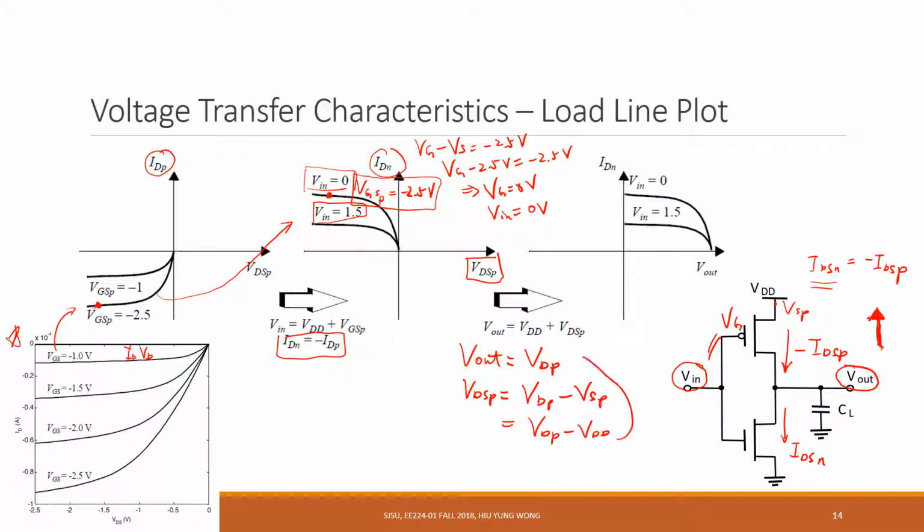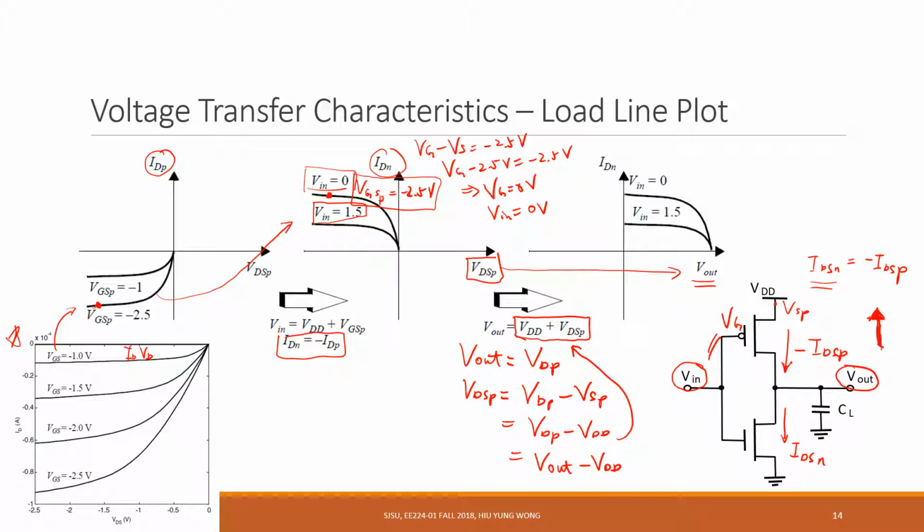And that's why you get this equation, right? Because VDP equal to Vout, so you get Vout equal to VDD plus VDSP. They are equivalent. There's no magic here. We just change variable. If I want to plot this one as Vout, I need to do a transformation, just shift it to the right.